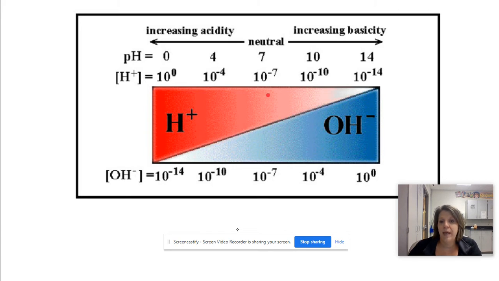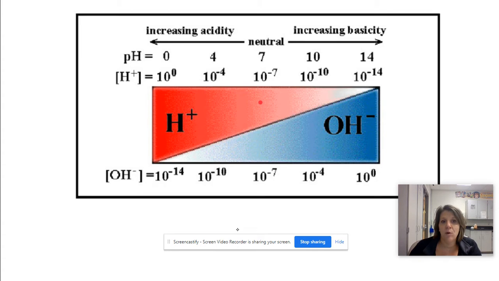So the pH is basically the relationship between the amount of hydrogen ions and the amount of hydroxide ions that are in a solution. Okay, so if something has a pH of 7, it's neutral. And it's neutral because the amount of hydrogen ions is equal to the amount of hydroxide ions. If you look at this diagram here, they look pretty equal. If you look at the numbers here, they're also equal. We'll get back to the numbers in a minute.